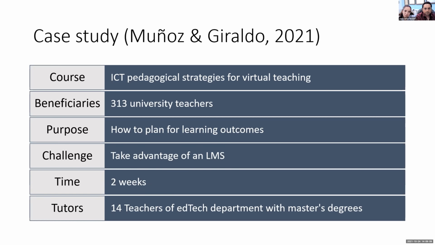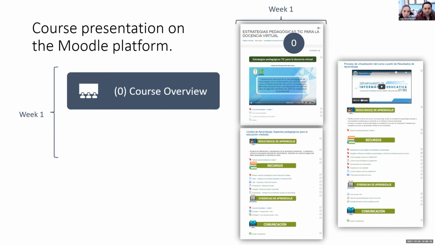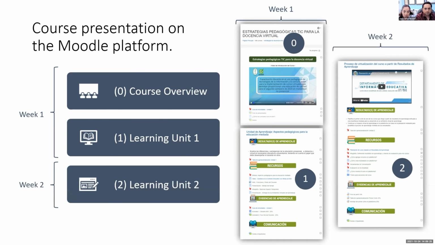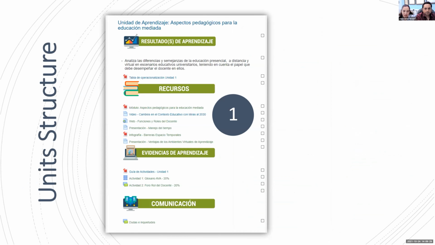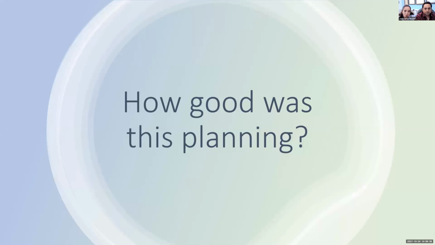The blocks of the course were listed and ordered in the learning path: in the first week, 0 for the introduction and general aspects, and 1 for the first learning unit. In the second week, 2 for the second unit. Each unit consists of learning results, educational resources, learning evidences, and a communication space. The question is, how good was this planning?